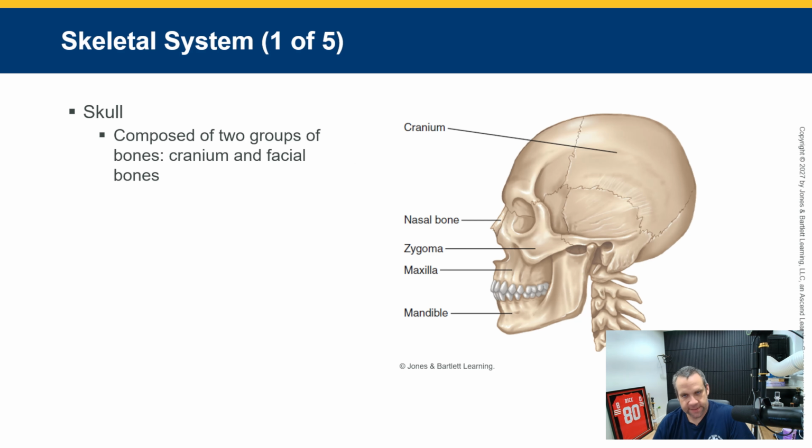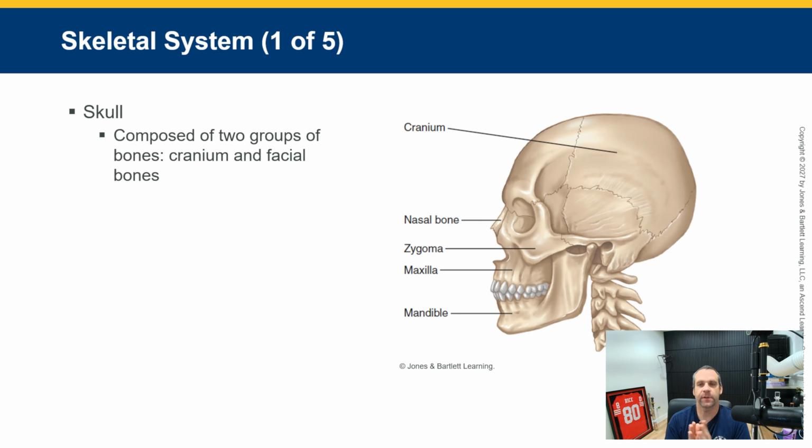So let's look at the skeletal system. Again, we're trying to focus mainly on the head and spine. So the skull here is divided into kind of two groups. You have the cranium and the facial bones. The cranium is going to be formed from several different bones that are fused together to create the protective shell around the brain. Whereas the facial bones provide structure around the eyes, the nose, the mouth, and the jaw.